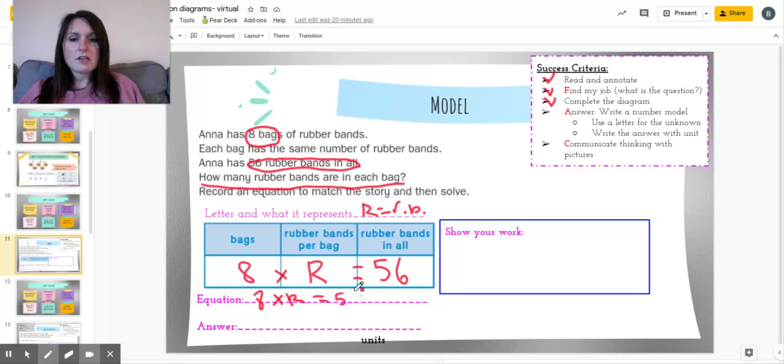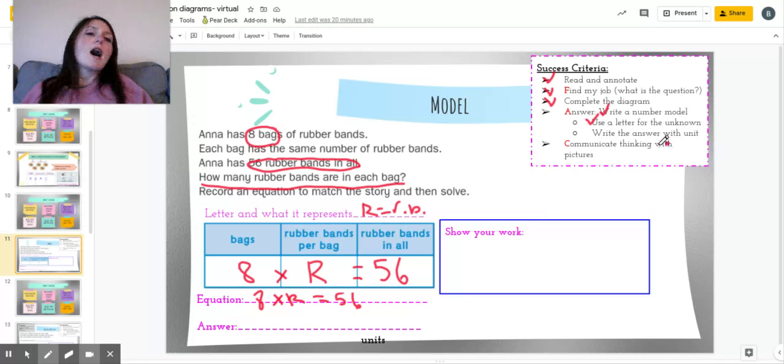And now I need to go ahead and figure that out. What does equal 56 if you're doing 8 times what? Okay, so I have written my number model. I wrote the letter. Now I need to figure out my answer.